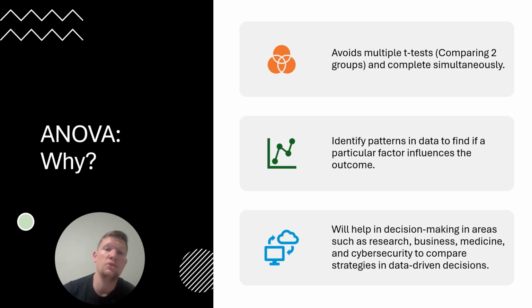ANOVA is widely used in decision-making across different fields. In business, it helps companies determine which marketing strategies lead to the highest sales. In medicine, it can analyze the effectiveness of different treatments for a disease. In cybersecurity, it can compare the impact of different security measures on preventing attacks. By using ANOVA, we can ensure that our decisions are data-driven.